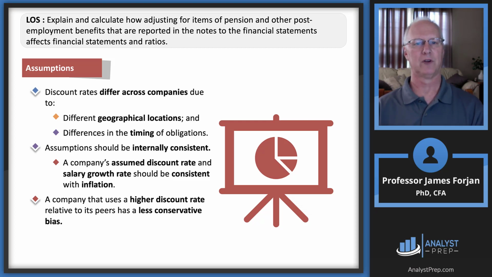All right, of course, discount rates are going to differ across companies because they're in different geographies, in different parts of the world, there are different market rates of return, there are different ways to value bonds, et cetera. And then, of course, there are probably differences in the timing of the obligations, especially if you have a young workforce versus a workforce that is nearing retirement. The assumptions, of course, should be internally consistent. This goes all the way back to things that we've talked about in ethics. If you have a discount rate over here, you ought to have a discount rate over here, and they should be consistent with each other.